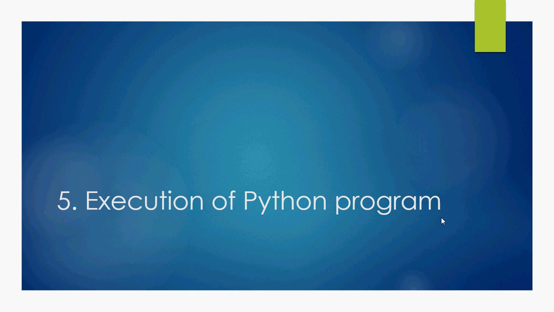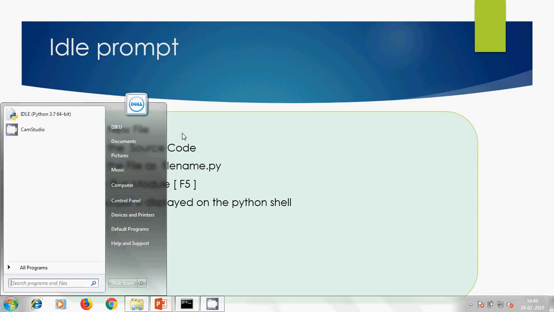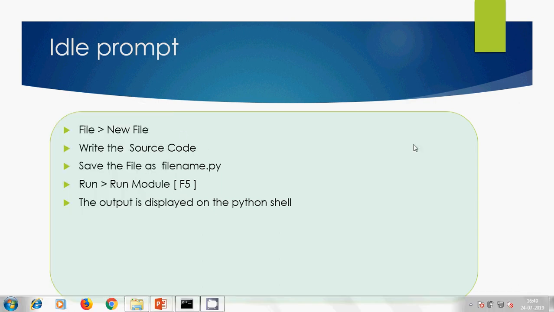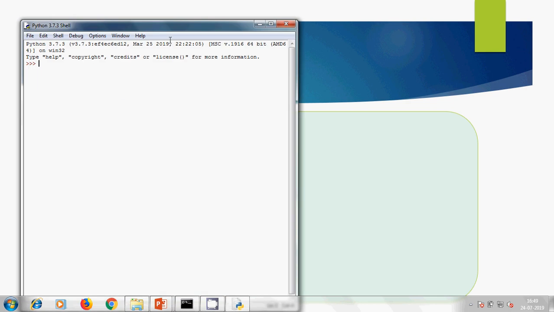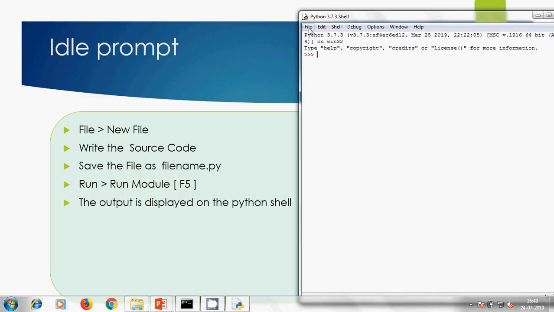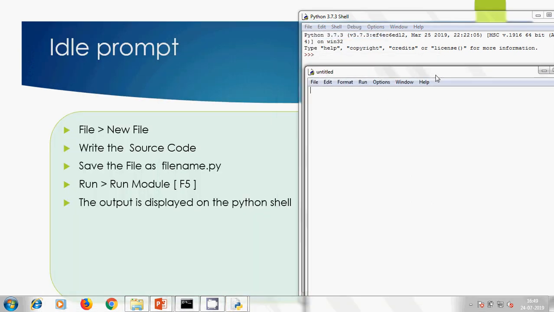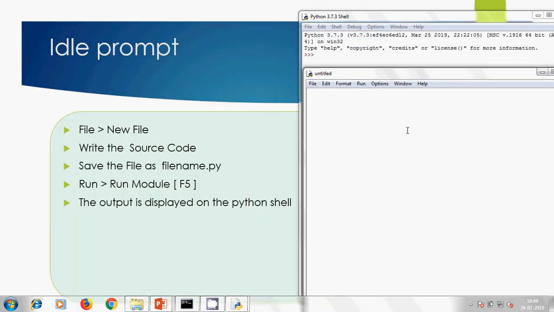One is Idle, which is a package which comes with the Python installation on Windows, and we'll study about command prompt and system prompt. First we'll see how to run a Python program using idle prompt. We'll start the idle prompt here. This is the idle prompt, and from here we'll go to file menu, click on new file. This is the editor where you can write the source code of the Python files.